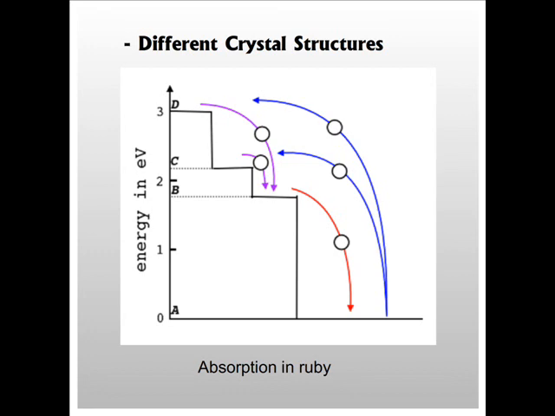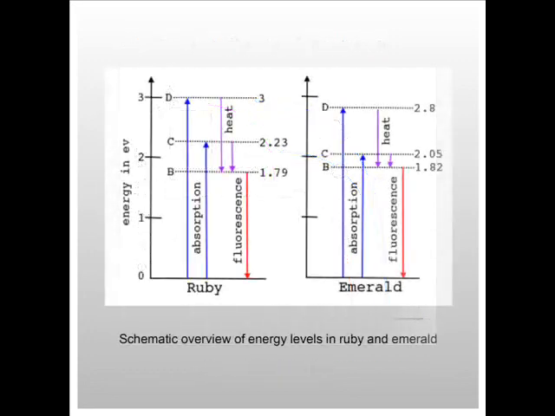In ruby, chromium substitutes some of the aluminum ions in the aluminum oxide lattice. Energy levels available to the unpaired electrons are presented as levels B, C, and D. When white light enters a ruby, yellow, green, and violet light will be absorbed by the unpaired electrons, and colors that are not absorbed determine the red color of the ruby.